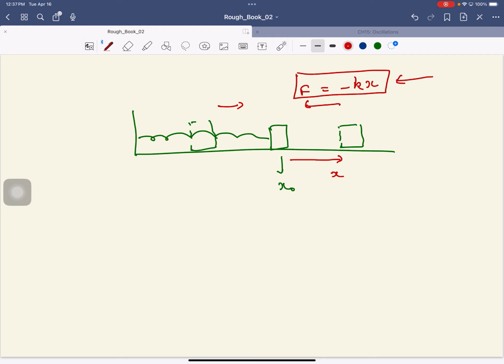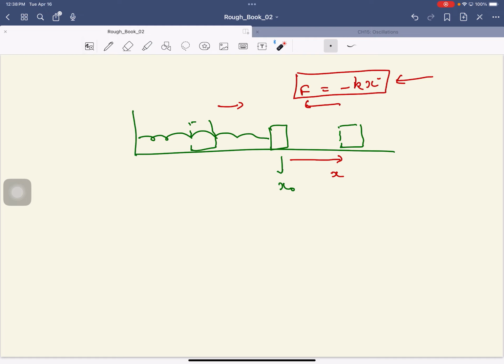This will lead to simple harmonic motion. It's not kx squared, it's not kx cubed, it's not kx to the power half. The minus sign just tells you that when x is positive, the force is in the negative direction. And when x is negative, so this is your origin, negative times negative is positive, the force is in the positive direction.